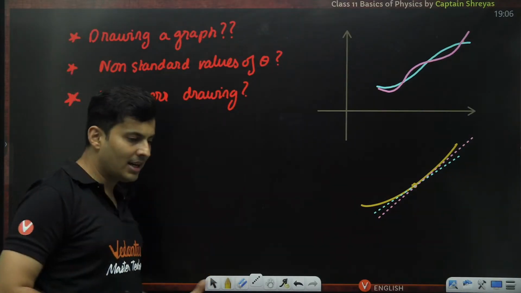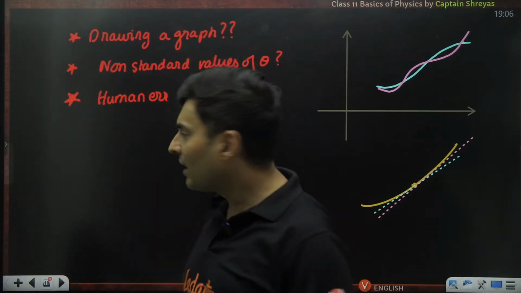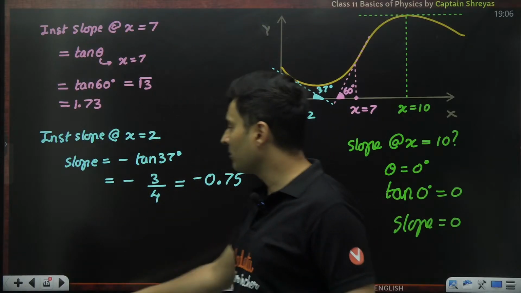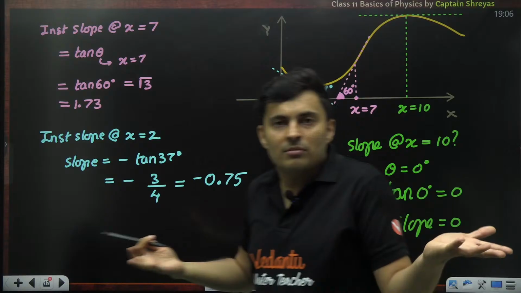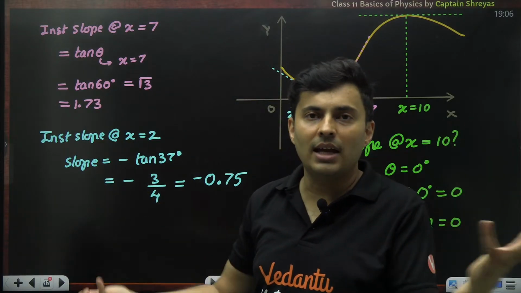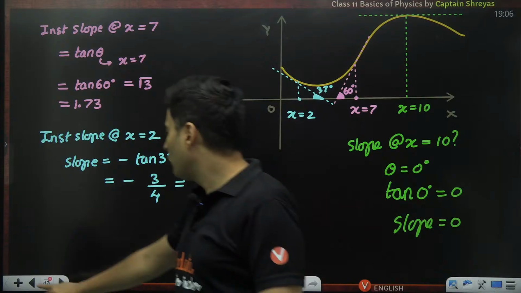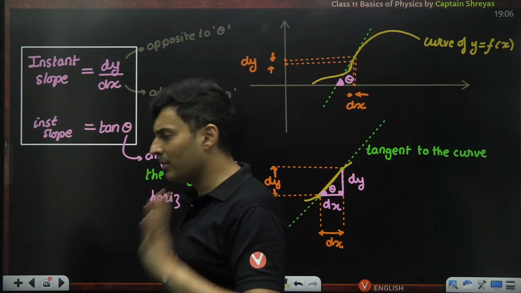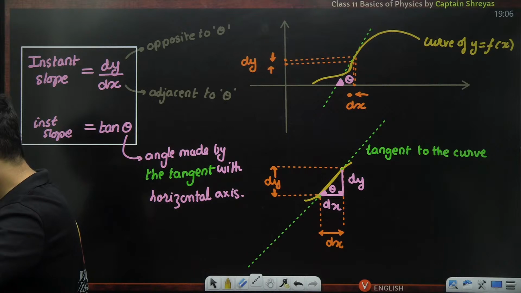But if you have a graph with a tangent drawn accurately, no denying the fact, this is by far the easiest method. Just like this one, already the tangent was drawn. I mean, no big deal. Just finding the tan of those standard values is by far the easiest method to find the derivatives or dy by dx. Is that absolutely clear?